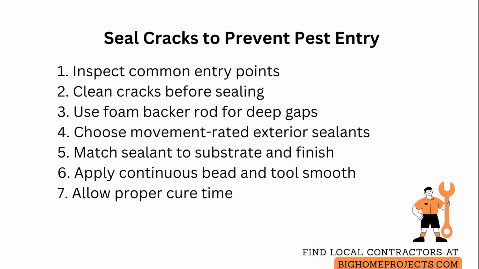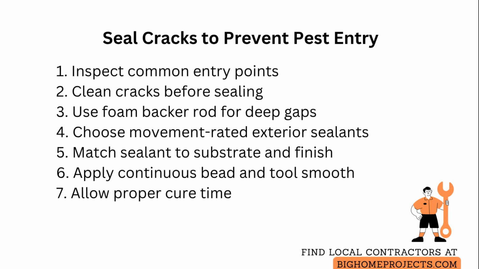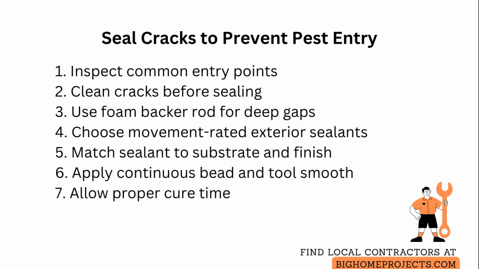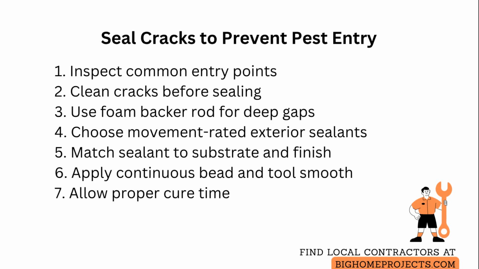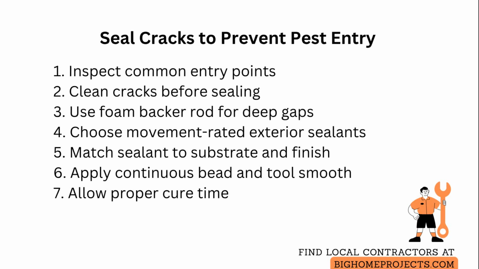For gaps deeper than 1/4 inch, push in a foam backer rod to fill voids before applying a flexible exterior grade sealant. The backer rod prevents three-sided adhesion and saves sealant while creating a durable bond. Choose sealants rated for movement and weather exposure, such as polyurethane or high-quality silicone for non-porous surfaces, and elastomeric acrylic for painted masonry. Match the product to substrate and finishing plans.